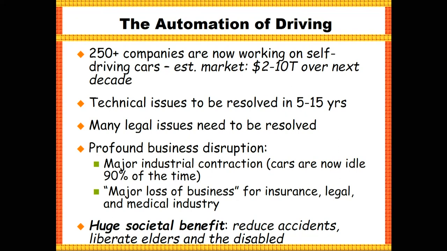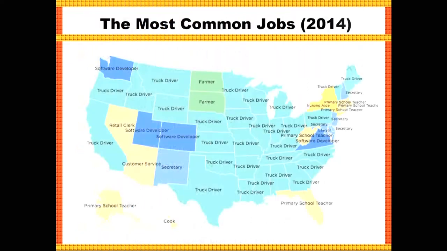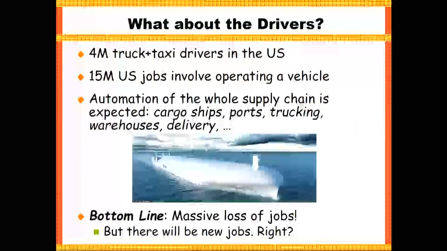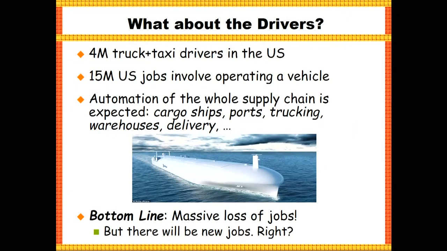On the other hand, it's very clear that this will be of huge societal benefit by saving lives. And many people who are now immobile will be liberated and be able to become mobile when they can just call a car and go anywhere they want for a low price. But now I want you to look at this figure. This shows the most common job category in every state of the United States. And you can see that in the majority of the states, the most common job is truck driver. There are about 4 million truck and taxi drivers in the United States. There are 15 million jobs where the main task is driving.